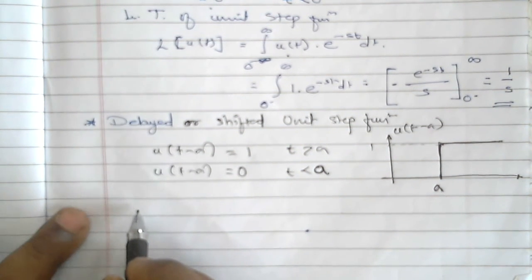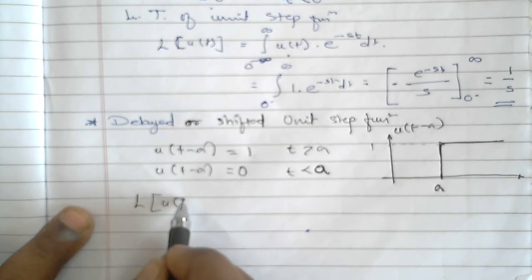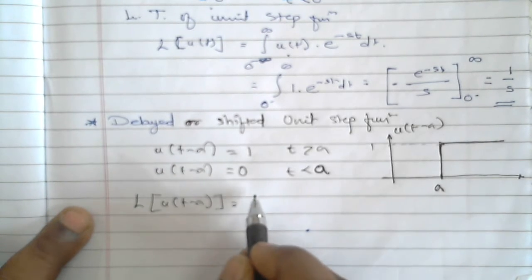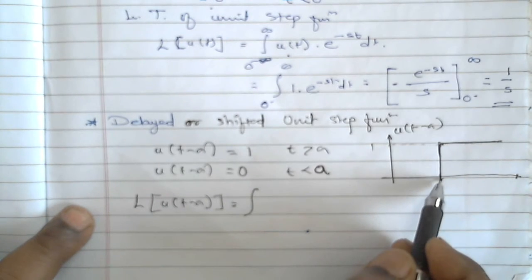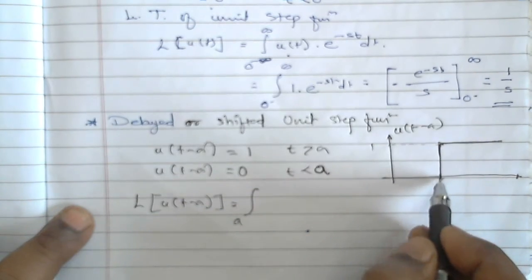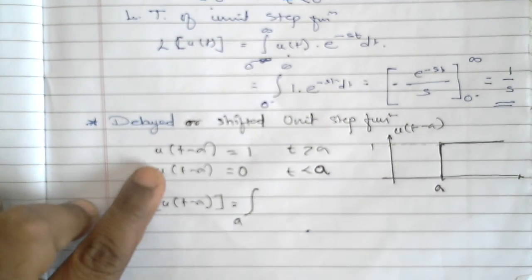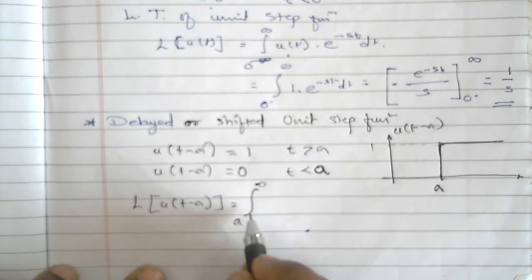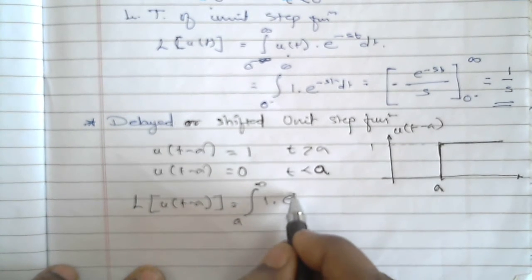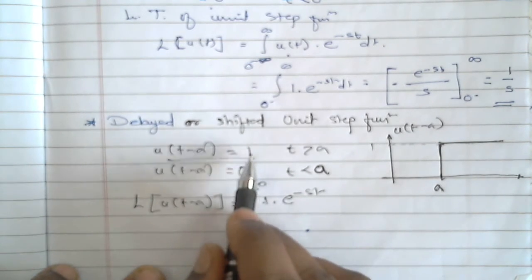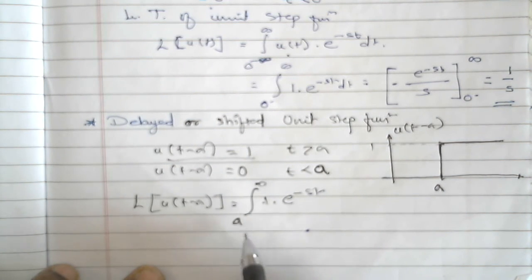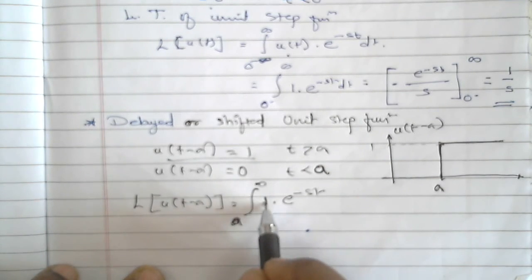Now how to write the Laplace? Laplace of u of t minus a is equal to, now the lower limit is not 0 minus, the lower limit is a now, right? Because it is starting from a. So the limit is from a to infinity of 1 into e raised to minus st. Why 1? Actually here there is u of t minus a, but u of t minus a is 1 for t greater than a, and we are integrating over t only, so I will put 1 over here.